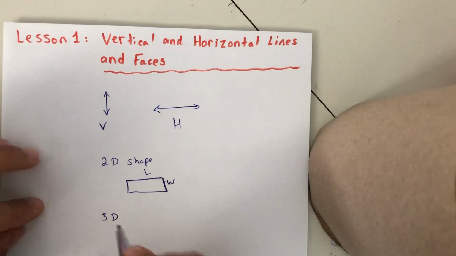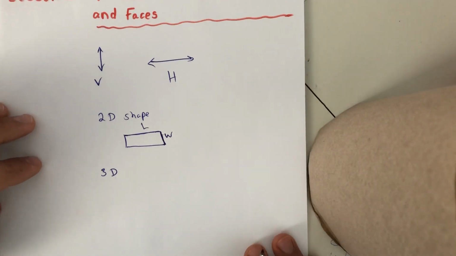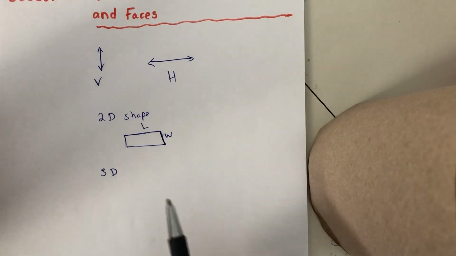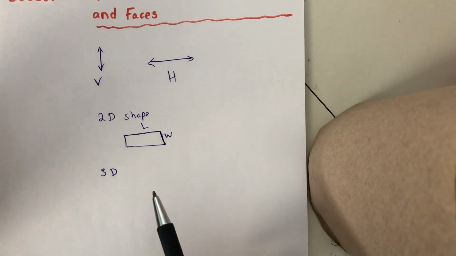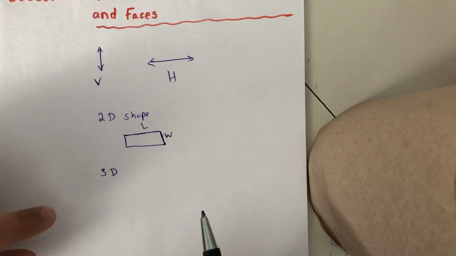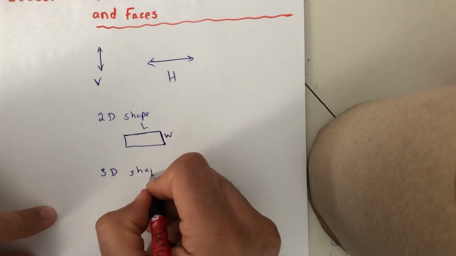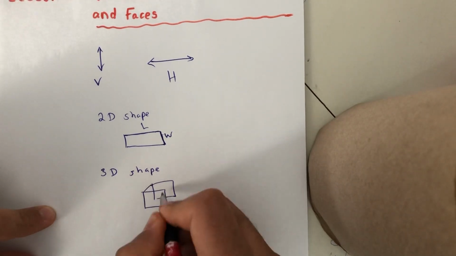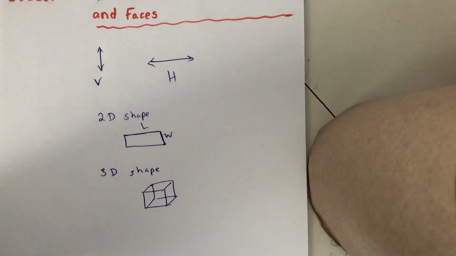Whereas a 3D shape is the opposite of this one. You could see the other sides of it. It has multiple faces. You could touch it. You could look around. You could see different angles of it. So a 3D shape, I'll give an example like a cube. So that's a cube right there.